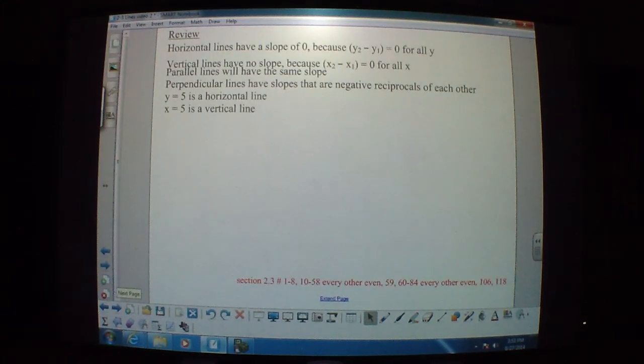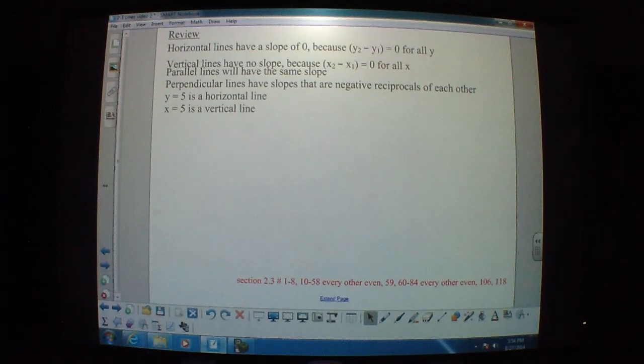Remember, as a review, horizontal lines have a slope of 0. Vertical lines have no slope. Parallel lines have the same slope. Perpendicular lines have slopes that are negative reciprocals of each other. Y is equal to some number is a horizontal line. X is equal to some number is a vertical line.